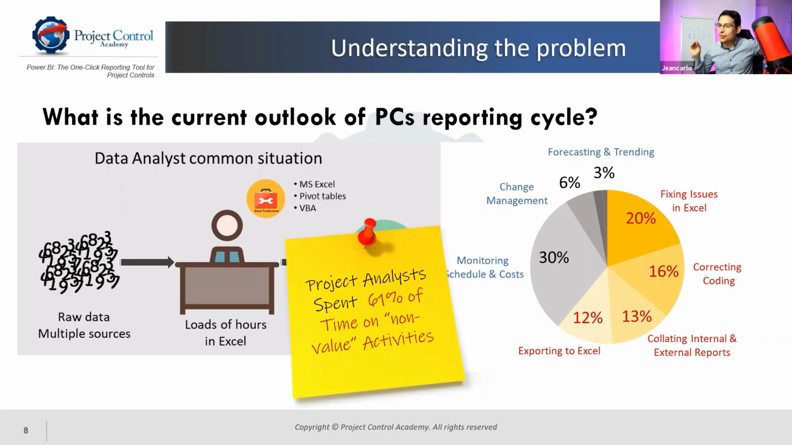So we were saying that we spend 61% of the time on non-value activities. And that means that we spend time actually fixing formulas in Excel, trying to figure out where this cell is calculated from, and trying to collate different spreadsheets.